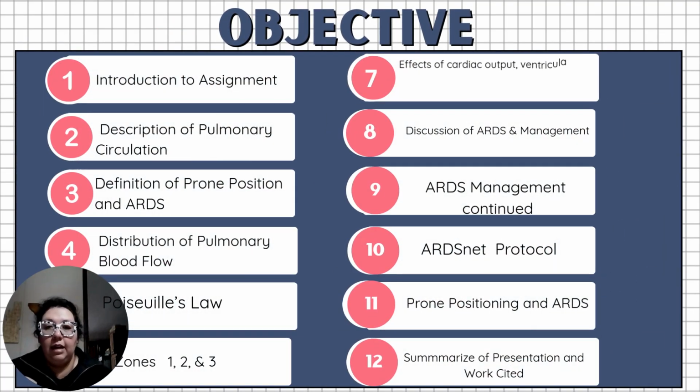Okay, so in our next slide, our objectives are going to be introducing the assignment, description of our pulmonary circulation, definition of prone positioning in ARDS, our distribution of pulmonary blood flow, West's law, our zones 1, 2, and 3 of our lungs, effects of cardiac output, ventricular preload and afterload, and myocardial contractility. Discussion of ARDS management, and that's going to continue a little bit because it is a little bit more information. ARDSNet protocol, prone positioning in ARDS, and then we're going to summarize the whole presentation and show my works cited.